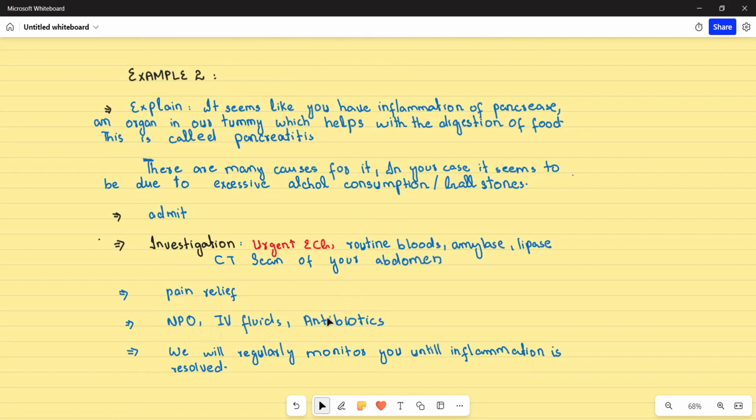Antibiotics according to the hospital protocol, and we'll tell the patient that we will regularly monitor you and keep you in the hospital until the inflammation is resolved. So this was the management of pancreatitis. So in a similar way, you can explain your management of peptic ulcer disease, management of cholecystitis, and other causes of abdominal pain, whether upper or lower abdominal pain. So I hope it was helpful, and I'll see you soon in the next video.